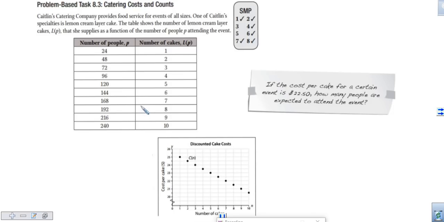Alright, so this one, I want you to take your time, go through, and answer this question. The question is, if the cost per cake for a certain event is $22.50, how many people are expected to attend the next event? Okay? So use the information provided and inverse your way back to the answer. Pause the video. I said pause the video.